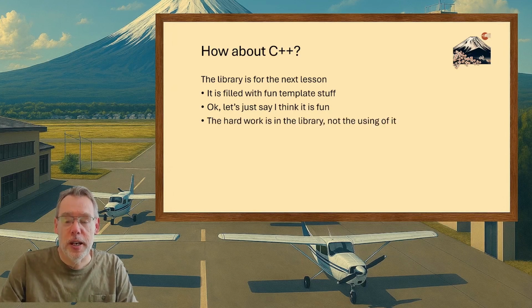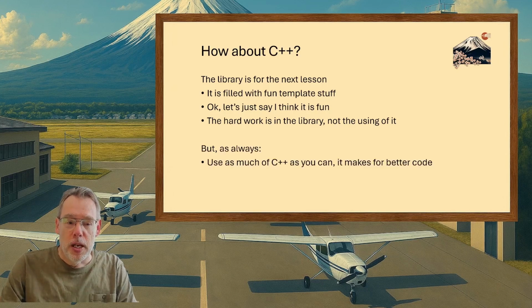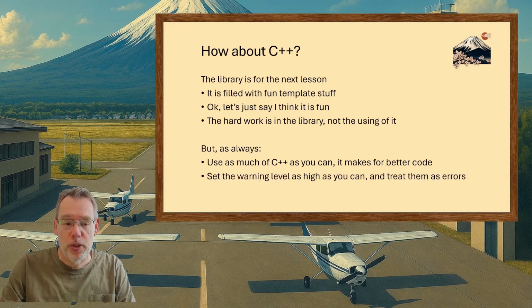The hard work is in the library, and the whole goal is to make something that is as easy to use as possible. But as always, even if you stay on the C library, try to use as much of C++ as you can, because it will make for better and safer code. And set those warning levels as high as you can and treat them as errors, because it helps you fix bugs before they show up in production.